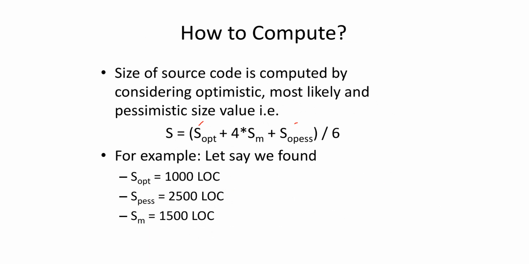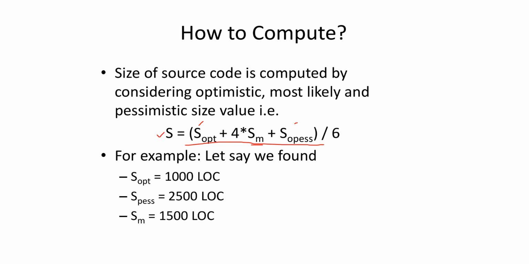actually did a lot of similar work. Okay, so we multiply this value, which is most likely, with a weight of 4, so that it is much larger than these two weights, which are on the other side of that likelihood. So what we do is create a weighted average of the size, and we compute the value called S. Okay, this is how the size-oriented matrix works.